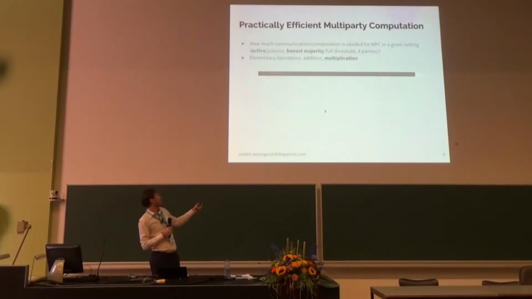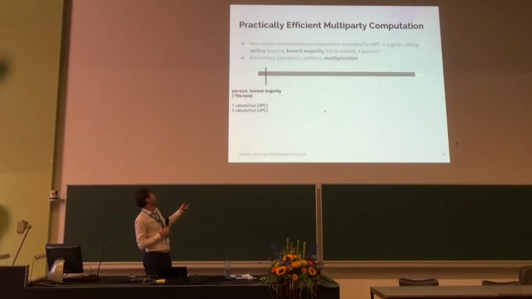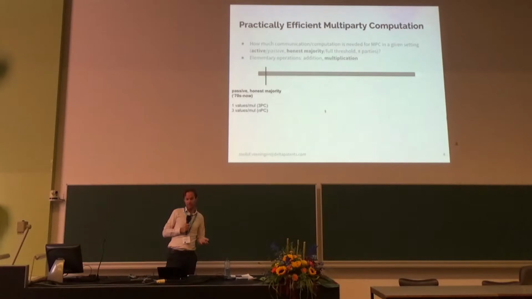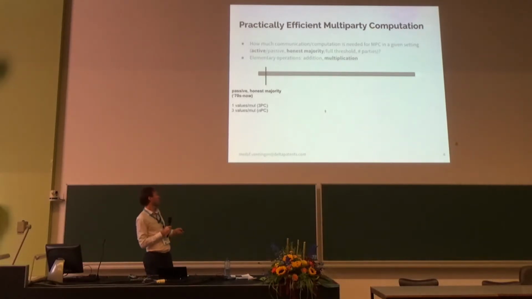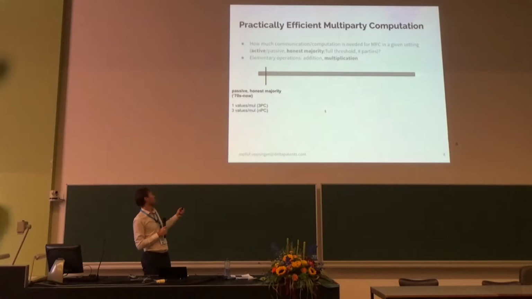So if this is a line showing how efficient multi-party computation can be, then of course passive security in the honest majority setting is the easiest setting that you can work on, and there the fundamental results have already been known for a long time, since the 70s. Basically, if you want to perform a three-party computation, you can do so for every multiplication by having each party send one value to one other party. And if you're in the n-party setting, with an arbitrary number of parties, you can do so with every party sending 3 values per multiplication.